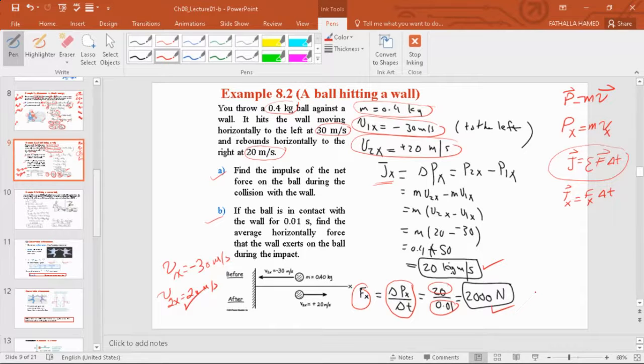You may argue about this, and recall I told you that the ball hits the wall. Why? By Newton's third law, the wall will hit back, and that's by how much the wall is hitting on average. Is this clear? Any question on this?